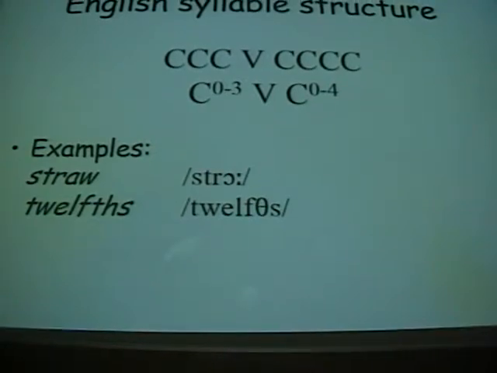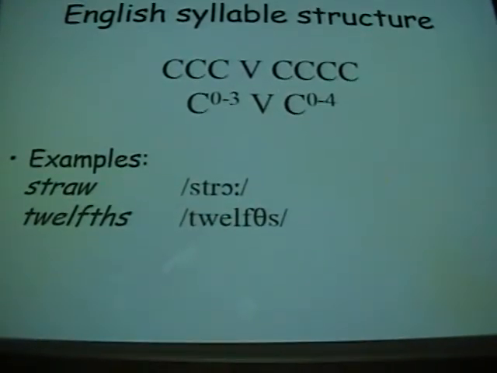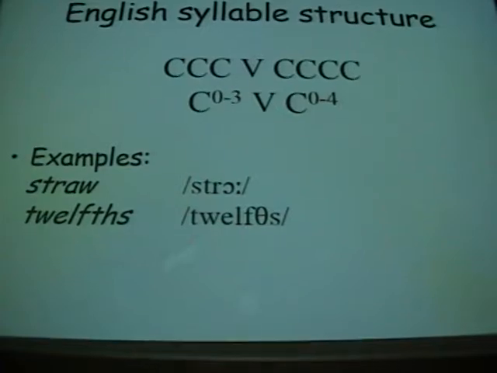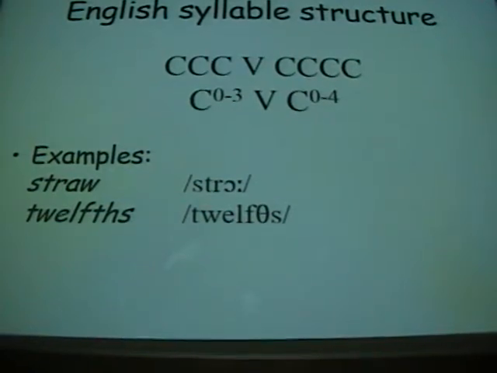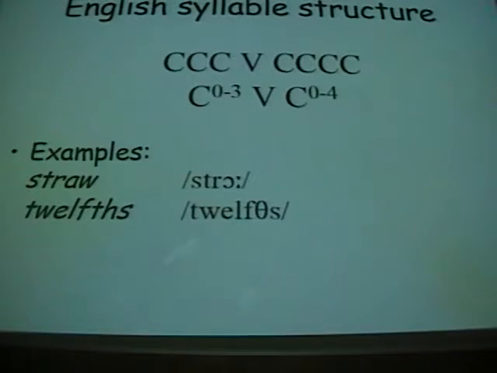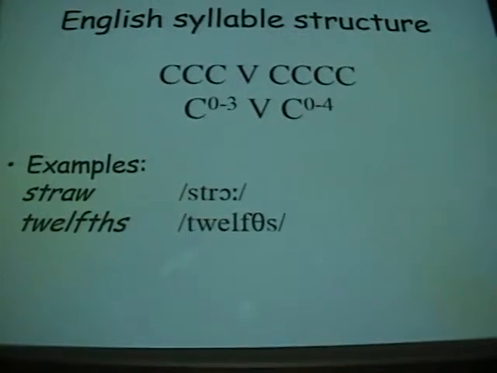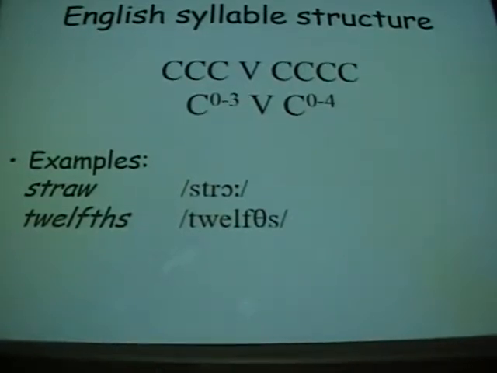And here's the structure of the syllable here. You can have as many as no consonants, and no consonants at the end either. So if I say the word I or O, then I have there merely a vowel. But I've chosen two words here, straw and twelfths, where you have, in the first case, 3 consonants, in the second case, 4. 3 consonants then, to remind you, in onset position, that's at the beginning of the syllable, and 4 consonants in final or coda position.